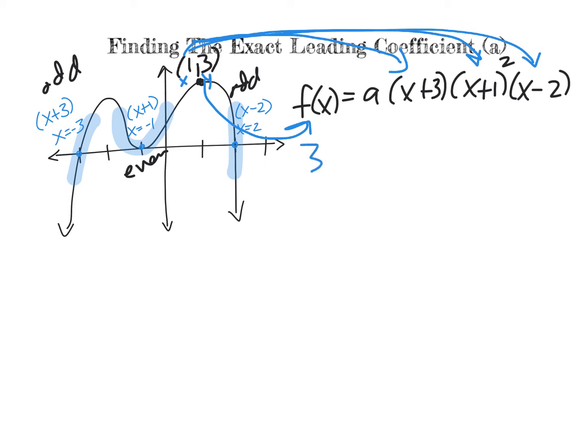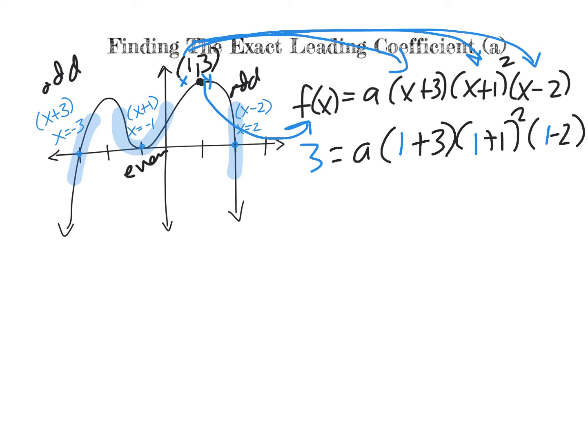I have 3 equals a times (1 plus 3) times (1 plus 1) squared times (1 minus 2). Notice how I'm substituting the 1 for every x and the 3 for the y.